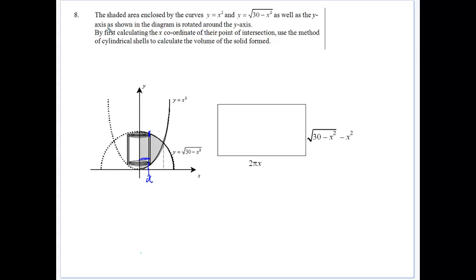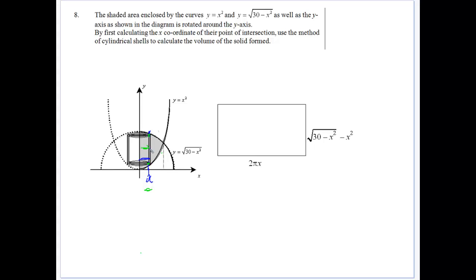Now, our question this time: we have this area, which is the intersection of a semicircle and the parabola there, and also the y-axis. The area is rotated around the y-axis, and we're going to use cylindrical shells to do that. Because we're rotating around the y-axis, the thickness is going to be delta x. So we pick a point x between it.